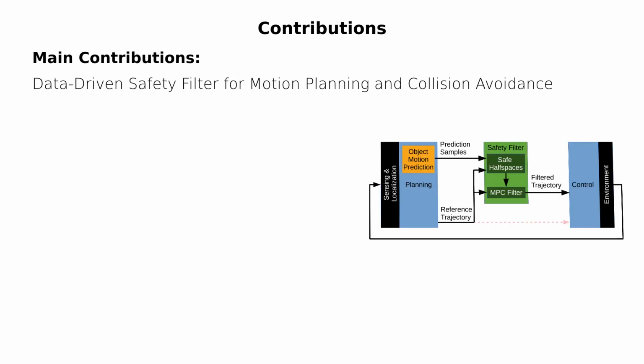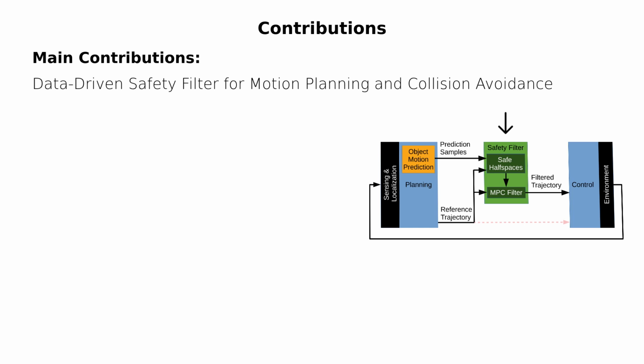We present a data-driven safety filter for safe motion planning. In a traditional autonomy stack, the reference trajectory, computed by the motion planner, is passed directly to the tracking controller. However, this reference trajectory may not satisfy desired safety requirements. One solution is to use a safety filter to enforce these requirements.